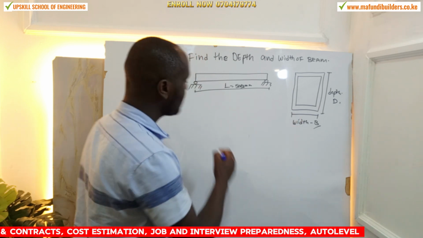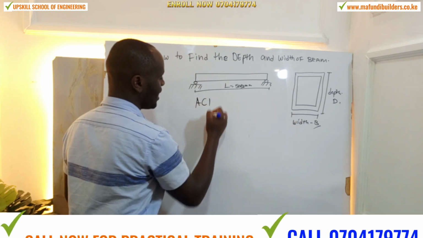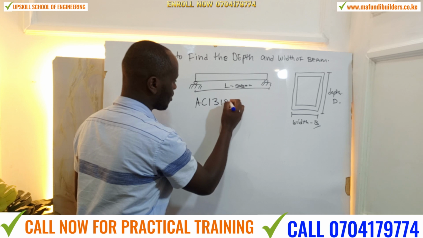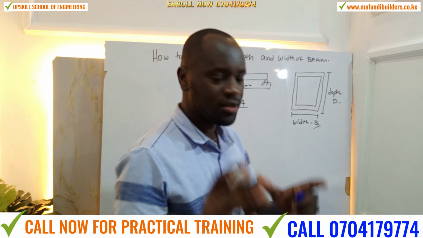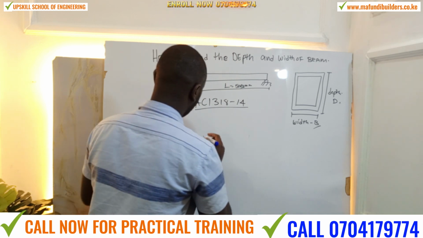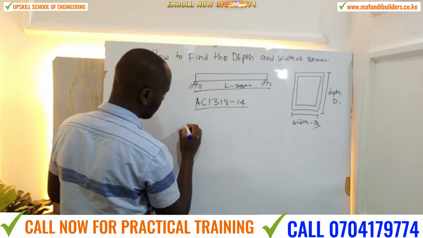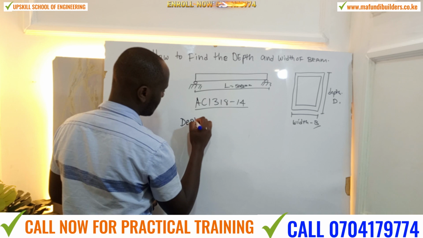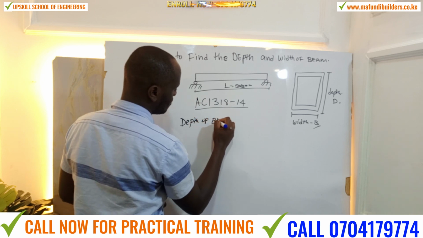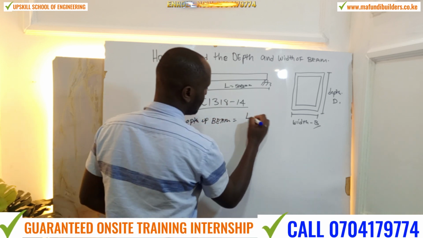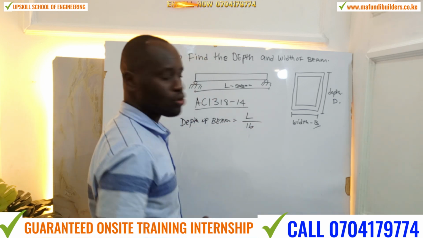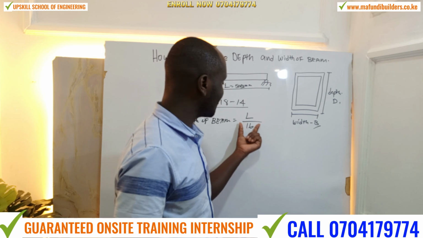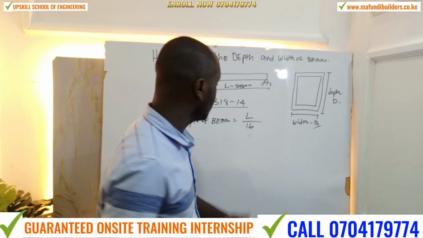According to the American Concrete Institute, ACI 318, which is the code that I'm using, there is a formula they give: the depth of a beam is given by the length of the span divided by 16. This is a constant. Don't forget that 16 is a constant.